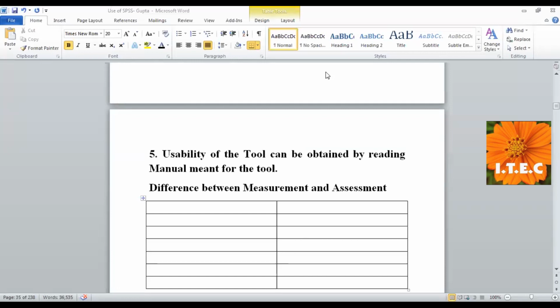Jyoti, I don't know. You are saying, please tell. Okay. You want me to tell the difference between assessment and measurement. I'll tell you, nothing to worry about.